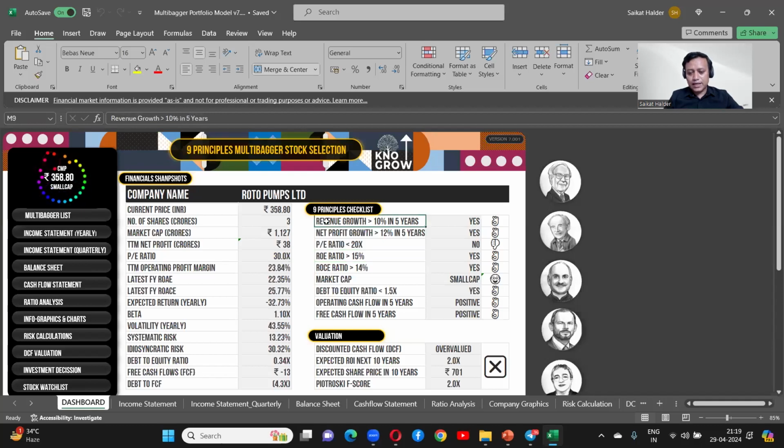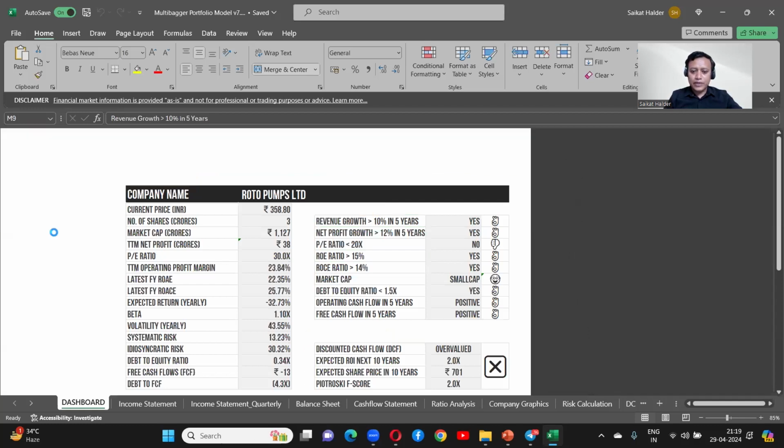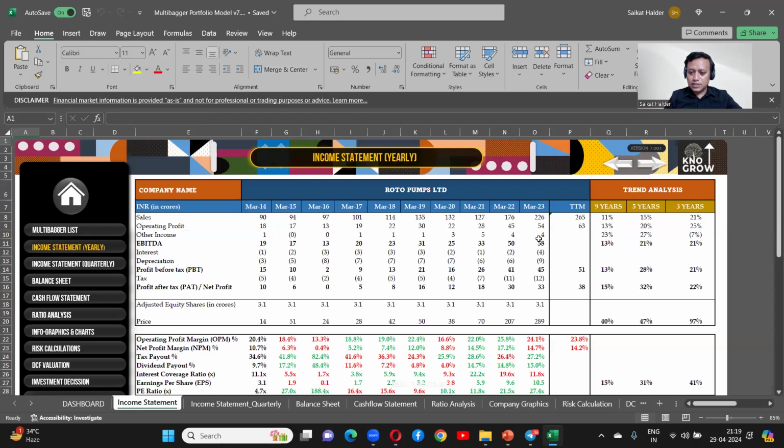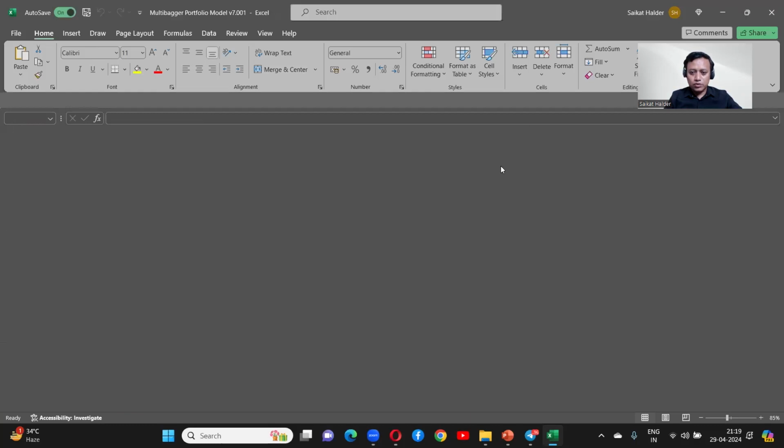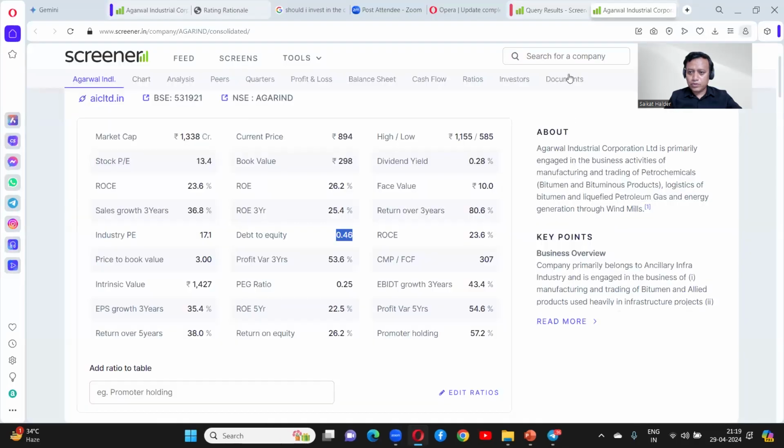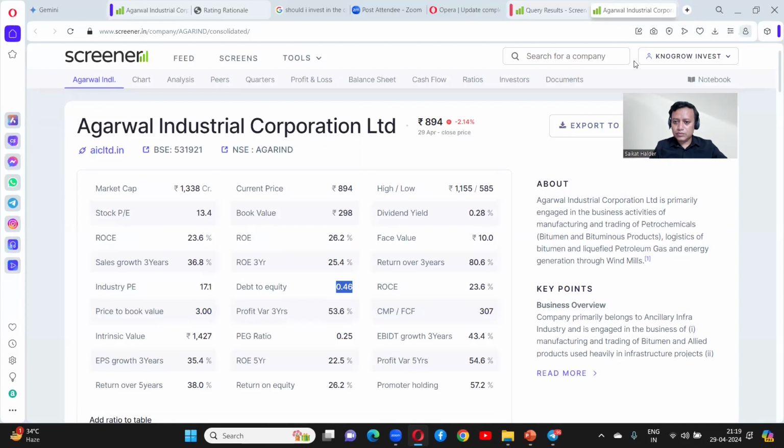First, I am checking whether the company is consistently growing 10% year on year. If I look at this sheet, you can see for 5 years it is already growing. No, not this one, it's closed. This one. Let me download this.